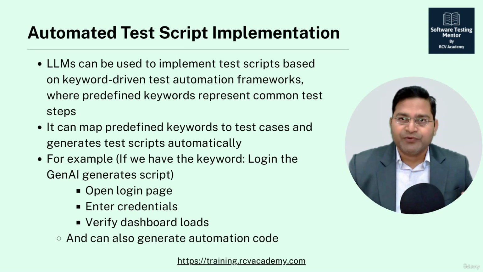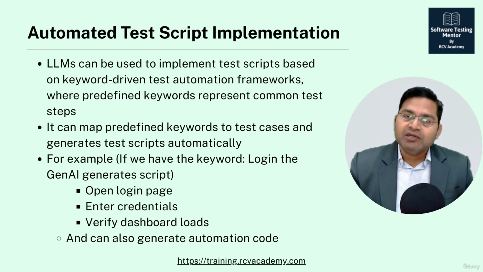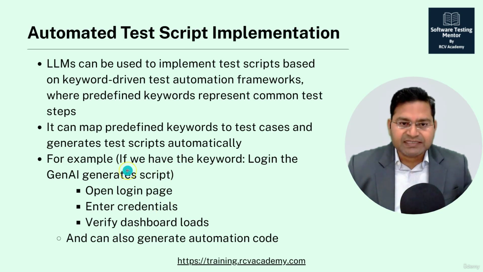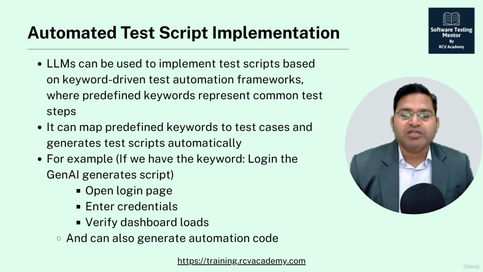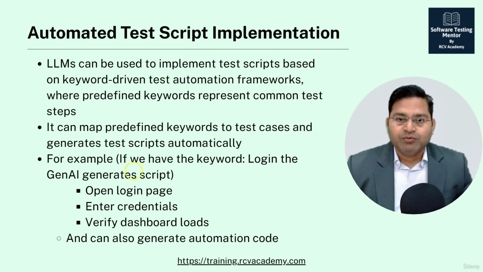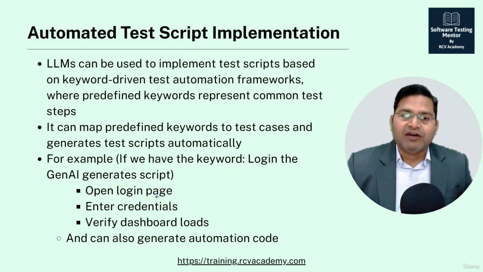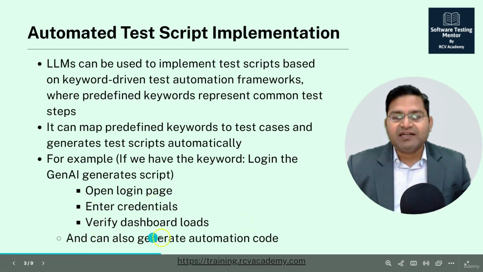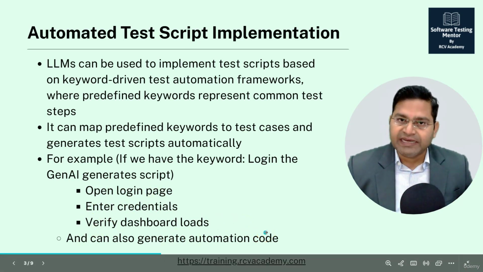Say for example, login, or login to application. This keyword can be mapped to a number of steps. For example, open login page, enter credentials and verify dashboard loads. So in this case, if we use generative AI to suggest, and we say login to the application, then Gen AI can generate the script automatically for us based on the existing scripts that we have. Open the login page, enter credentials, verify dashboard loads, right? And it can also generate automation code in that scenario.